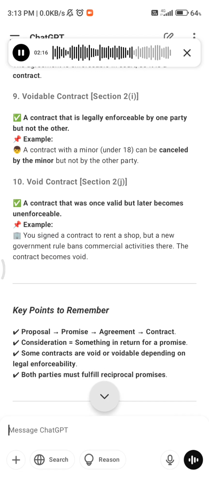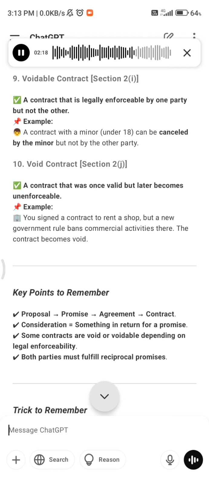9. Voidable contract, section 2I. A contract that is legally enforceable by one party but not the other. Example, a contract with a minor under 18 can be canceled by the minor but not by the other party.